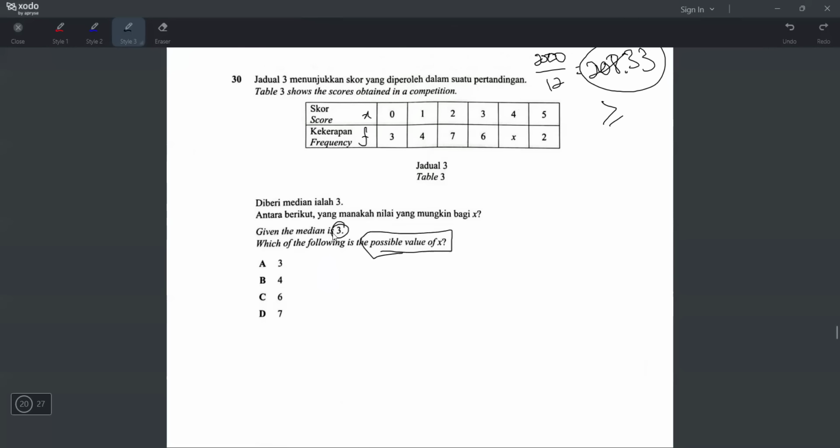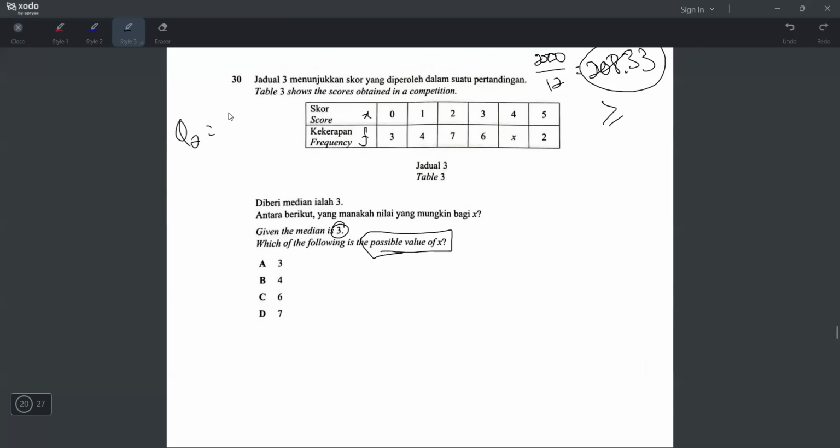All right, given the median is 3, which of the following is the possible values of X? Okay, median is the middle value. Okay, nilai yang dekat middle. The middle of the data basically. Okay, there is a formula to find median. Okay, Q2 means median. Q2 is the symbol for median.